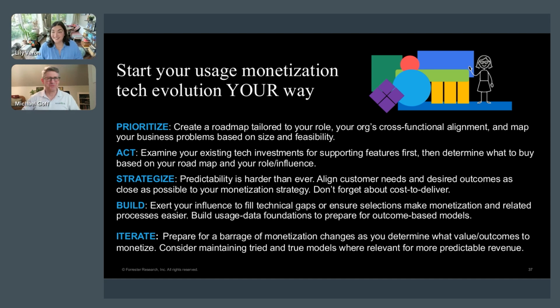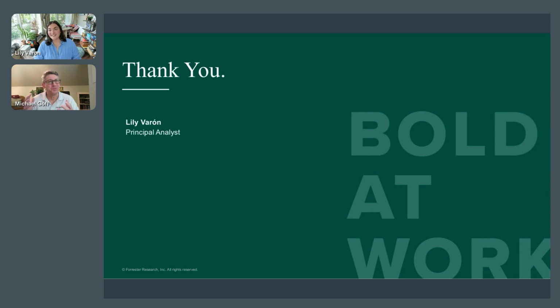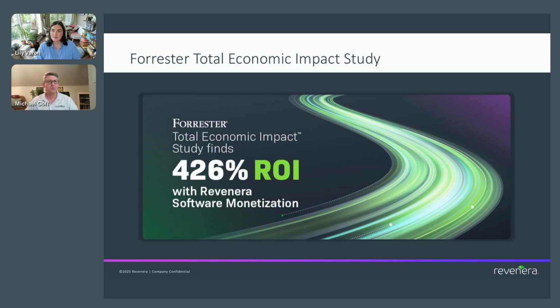Yeah, those are great points, Lily. Especially this notion of supporting hybrid monetization models, and being able to iterate as you go along and as you grow and as you understand what that usage data looks like. And you mentioned it before. We did work with Forrester earlier this year and put out their total economic impact study, where over a 3-year period, Forrester found that this composite organization that they built based upon interviews with 4 customers yielded a 426% ROI from a software monetization perspective.